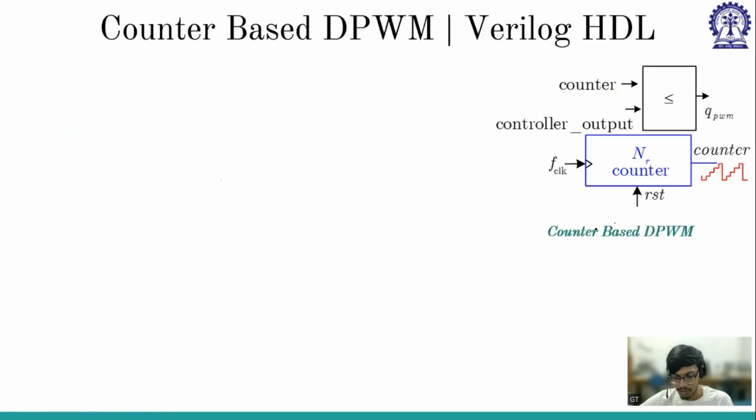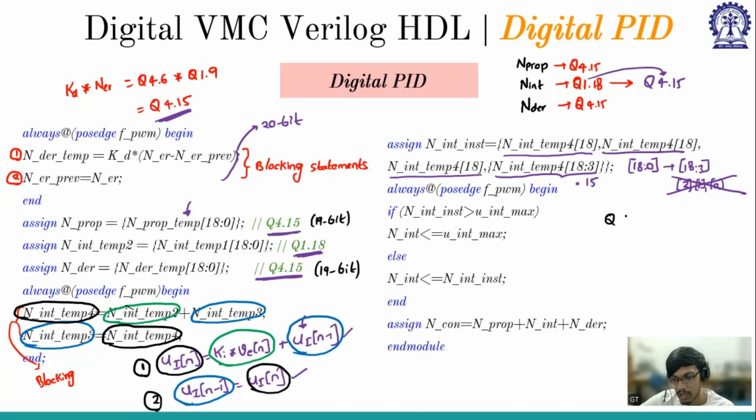Okay, so let me come back here. First we are doing Q1.18 to Q1.15. Now, how do I change 1.15 to 4.15? I have to pad the most significant bit 3 times. It is not always 1. If it is 0, I have to add 0. If it is 1, I have to add 1. So whatever the most significant bit is, I have to pad it 3 times. So I'm considering n int temp4 18, which is the most significant bit, 1 time, 2 times, 3 times, comma, the other 15 bits. So now Q1.15 has become Q4.15.